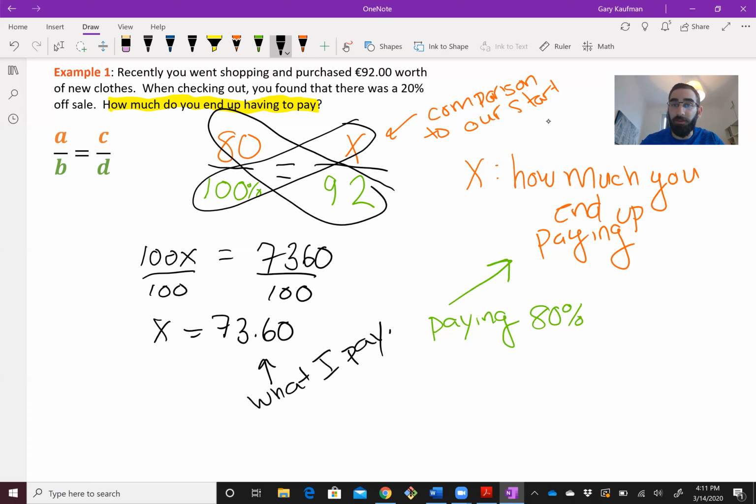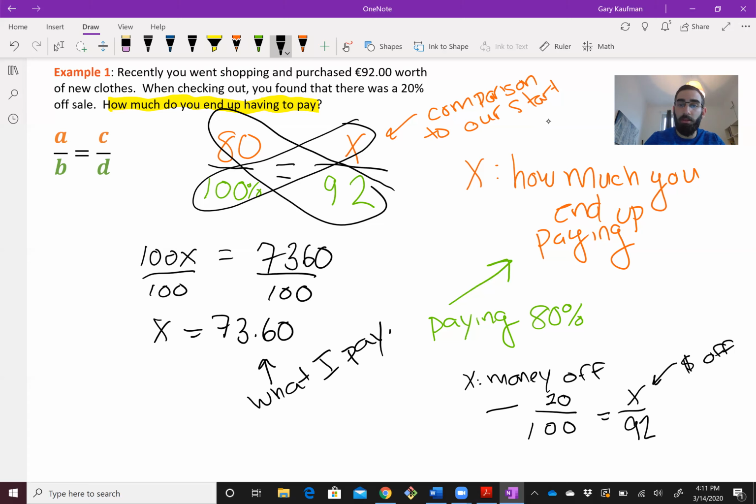Now, you could have defined X differently. You could have defined X as money off. Then you would have set up the proportion still X over 92. We still have a 100 in the denominator. But now I'm going to put 20 because this represents money off. This represents percent off. As I said in the beginning, you have the percent on the left, you have the value on the right, but they're both talking about the off.